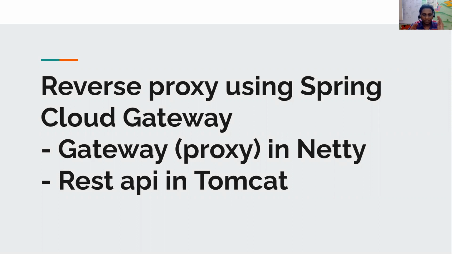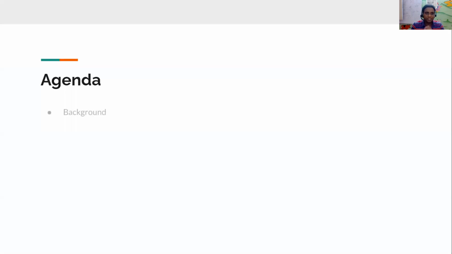So in this tutorial, we are going to learn how to bring the gateway up, and all the requests that are coming to the gateway are redirected to the Tomcat. I have a REST API inside a Tomcat, with a gateway in front of it. So let us check the agenda.